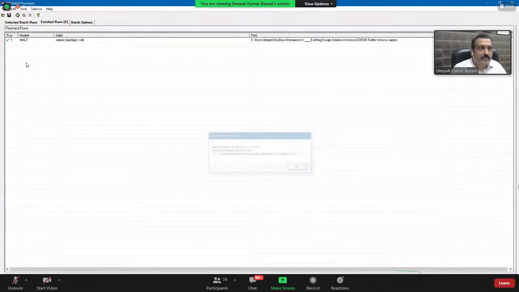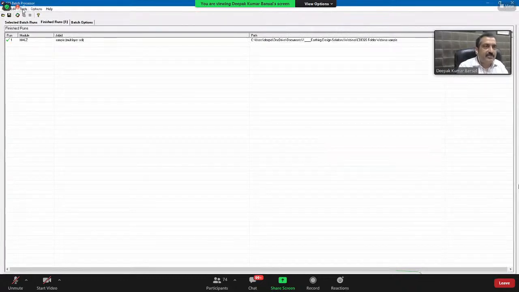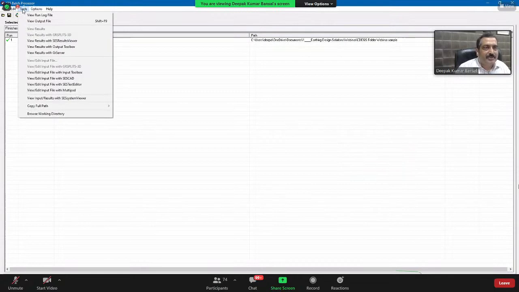So iteration is complete. It didn't take much time, because I have reduced the system to a 2 layer soil model, and everything I have done so that it takes less time. So now here we can see the output results with the output toolbox.